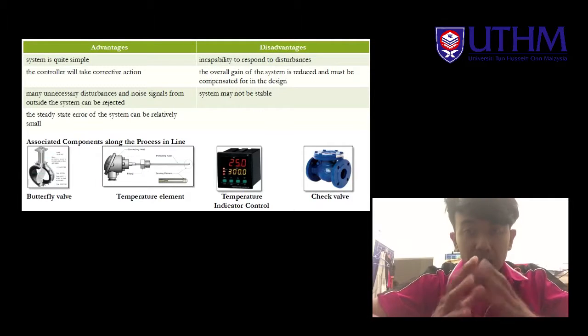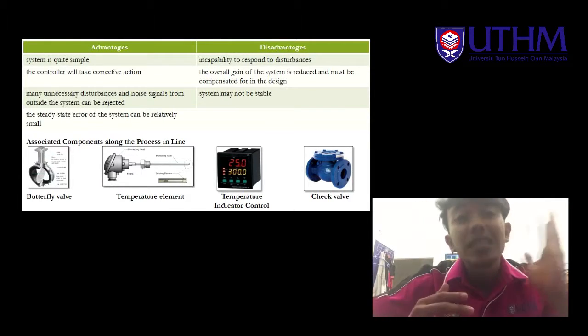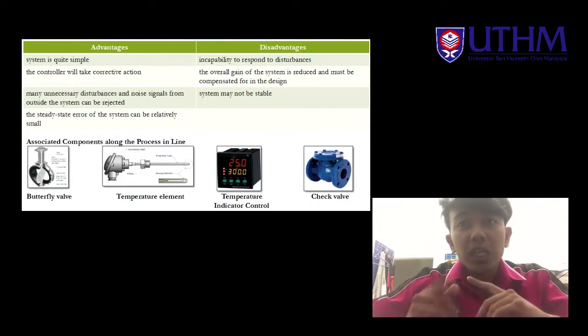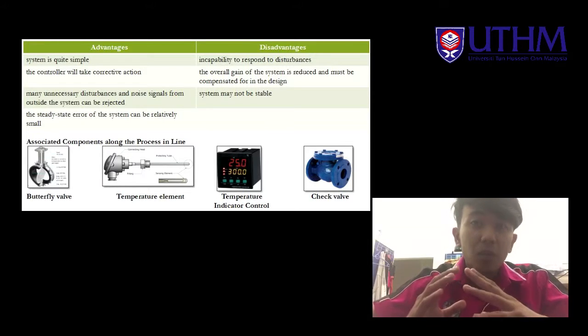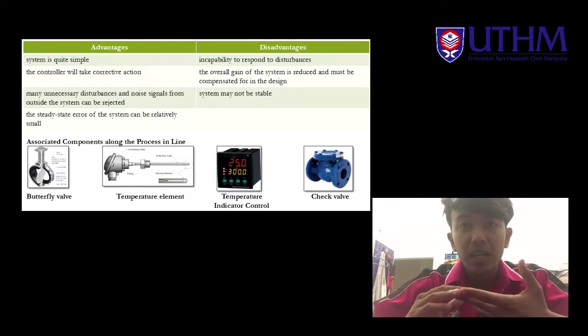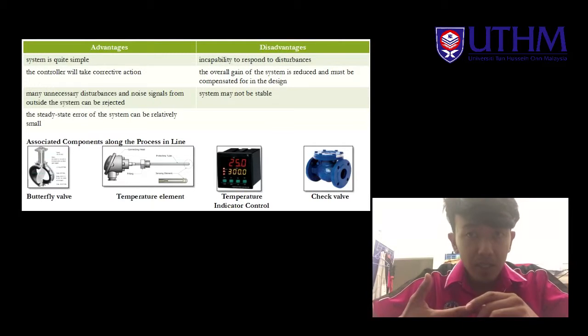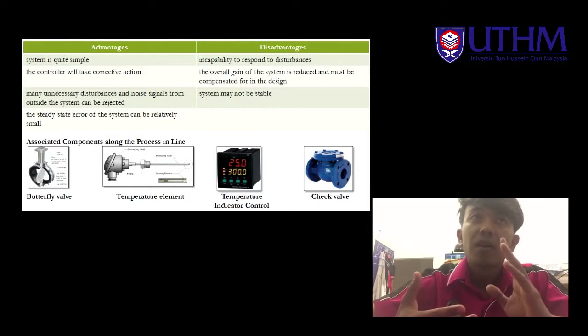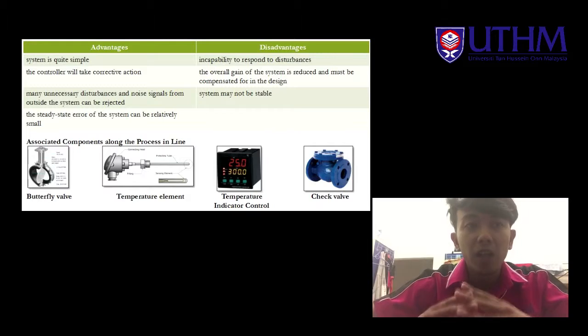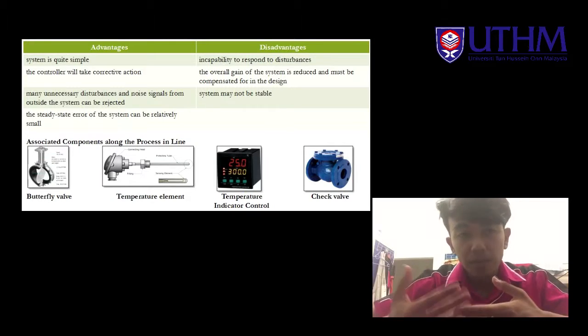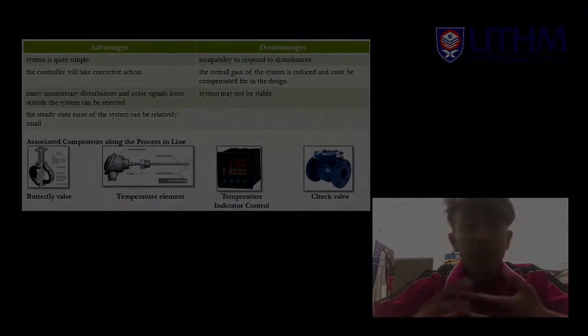Can we see this? This is an example of the associated components along the process line, such as butterfly valve, temperature elements, temperature indicator control, and lastly check valve. For this process, they have a lot of components, but this is for example.